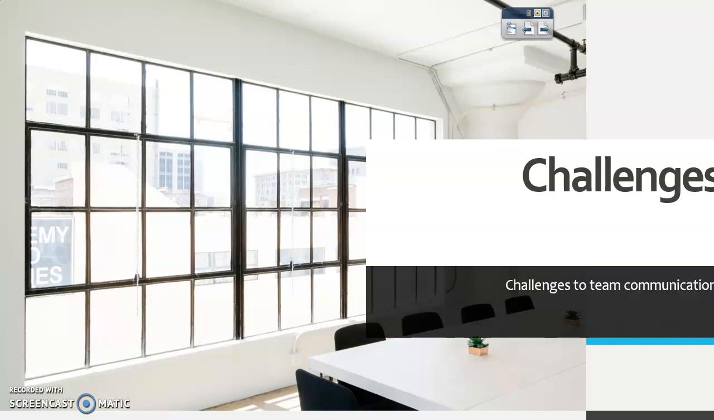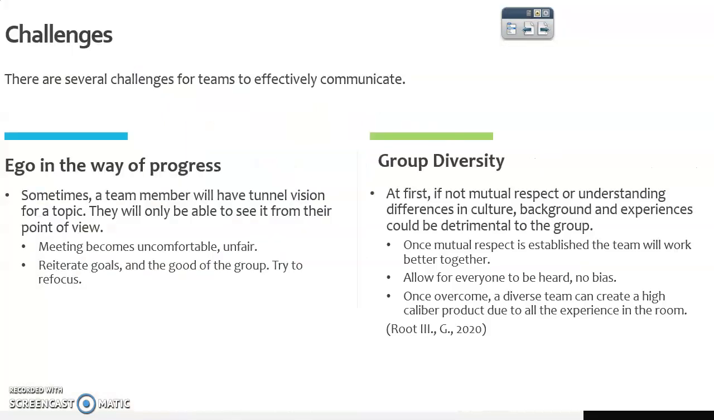Challenges. We know challenges are going to come about. One of the main challenges that do arise are people having an ego. Sometimes a team member could have tunnel vision and really think that their way is the right way. It's really important for the facilitator/moderator to kind of hone in the meeting, refocus the group, and reiterate the goals of the group and try to have every person remember what is the goal of this and try to kind of refocus everyone. And hopefully that gets that person out of their own way.